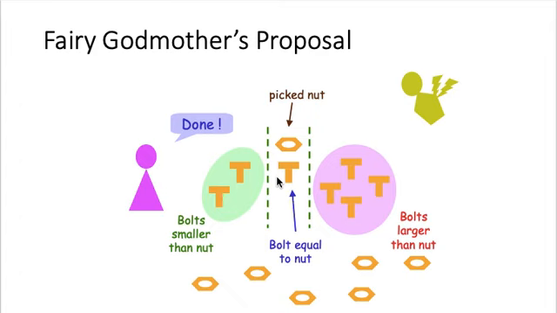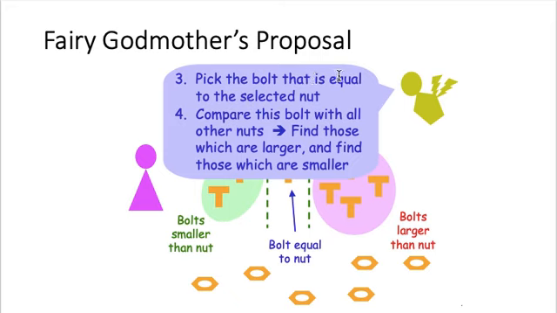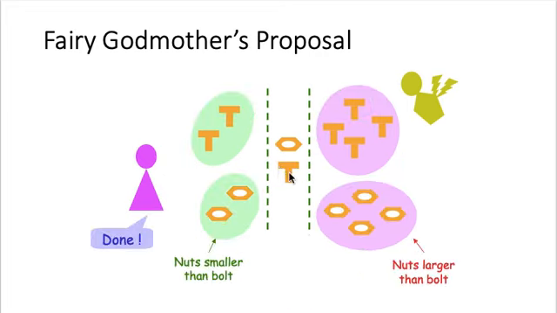Now, after these two steps, we will focus on this bolt. What we are going to do is use the bolt that is equal to the selected nut, and use this bolt to compare with all the nuts. We do the same thing so that we find out which nuts are larger, which nuts are smaller. So for the next step, we take this bolt and compare it with all the nuts. In that case, nuts that are smaller and nuts that are larger will be found. So we now have these two fitting each other. All these are the smaller bolts and smaller nuts. All these are the larger bolts and larger nuts.